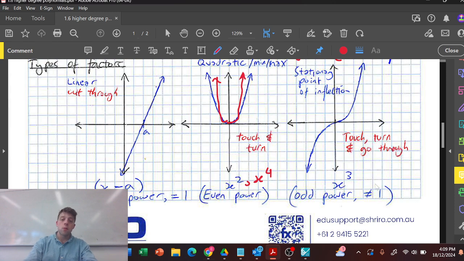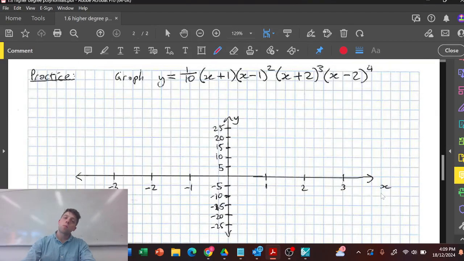So this always happens when we have an odd power of x which is greater than or equal to 3. Okay, so when it's not equal to 1, in other words. All right, so let's practice this.